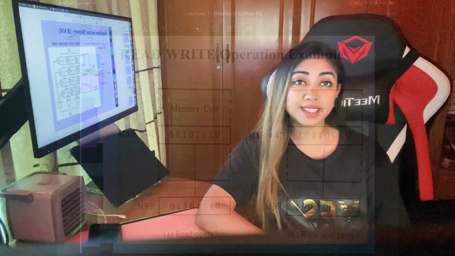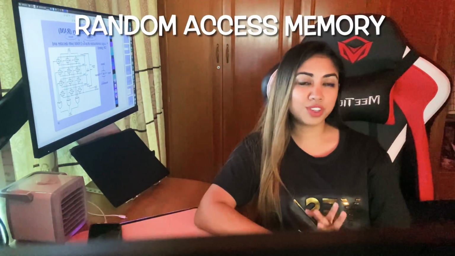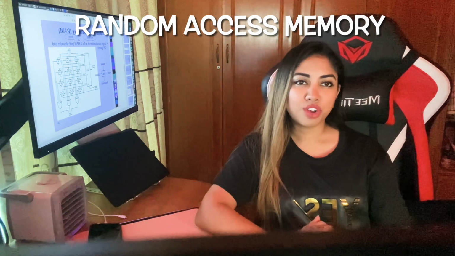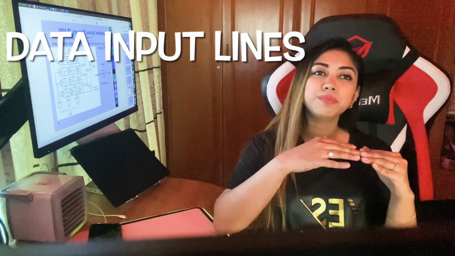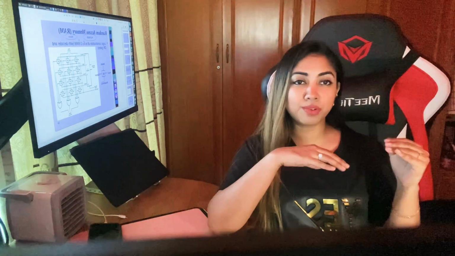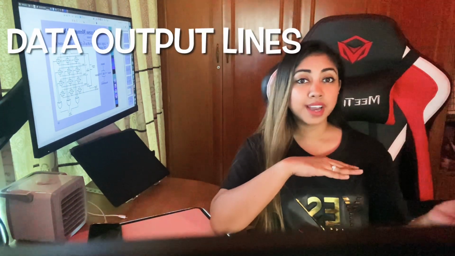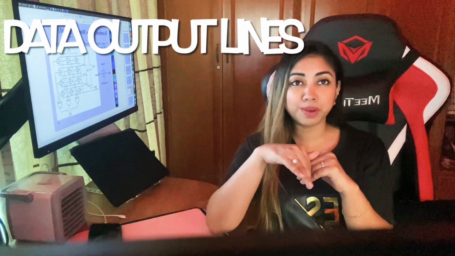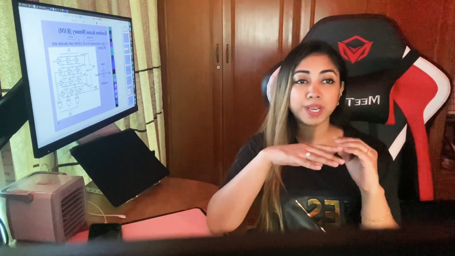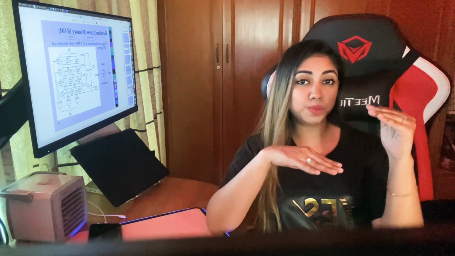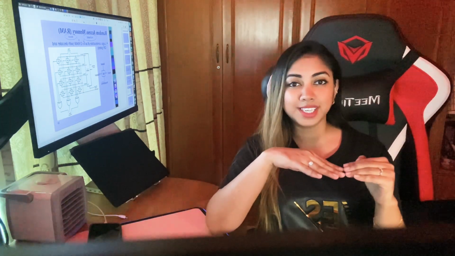The random access memory. The data consists of n lines for n-bit words. Data input lines provide the information to be stored into the memory, while data output lines carry the information out of the memory. The address consists of k lines, which specifies which word to be selected for reading and writing.